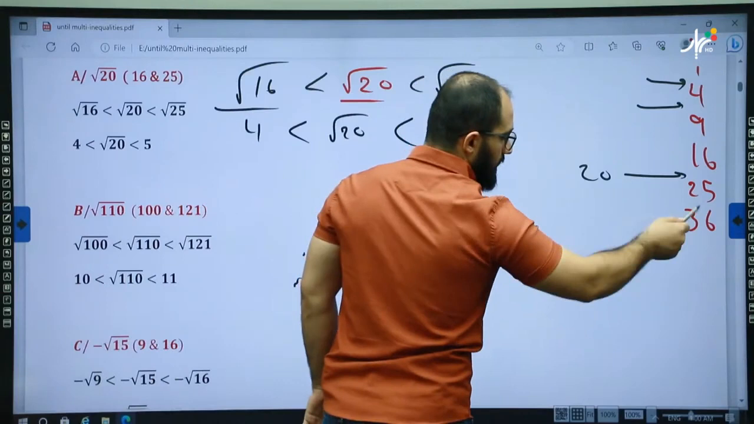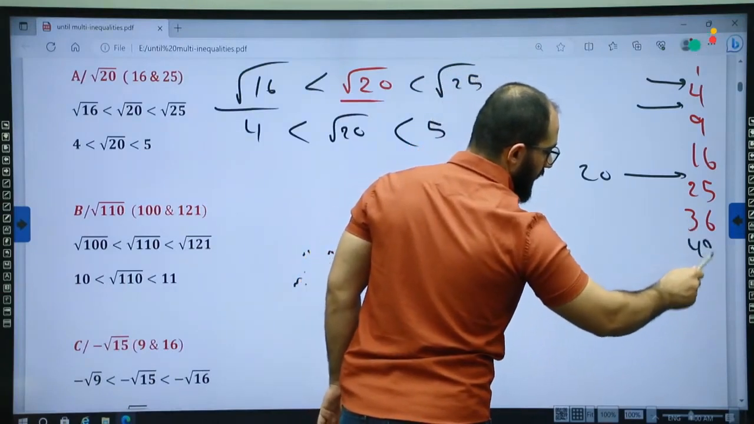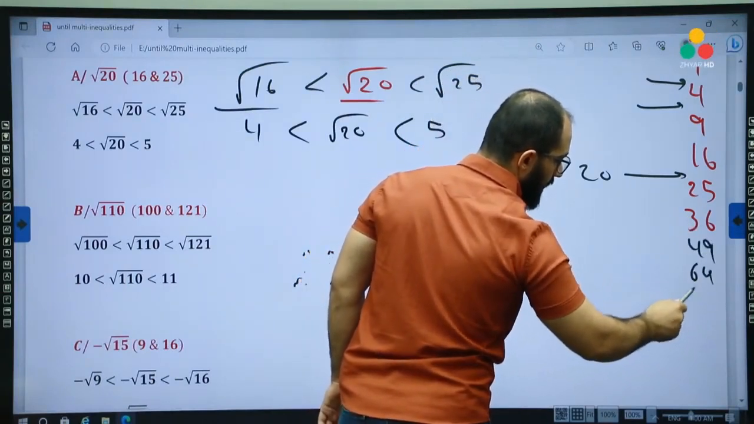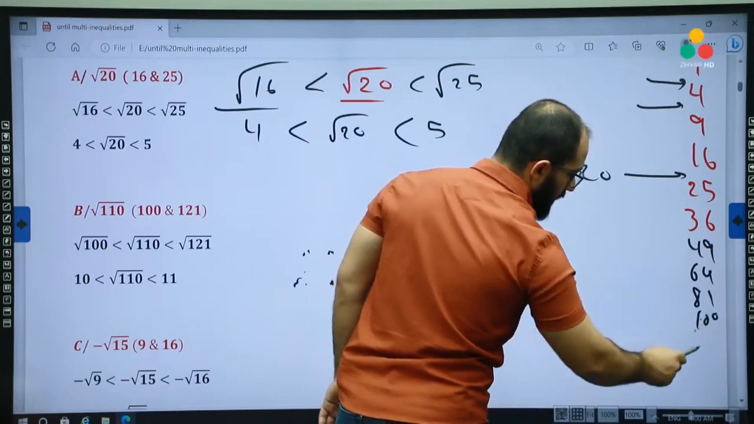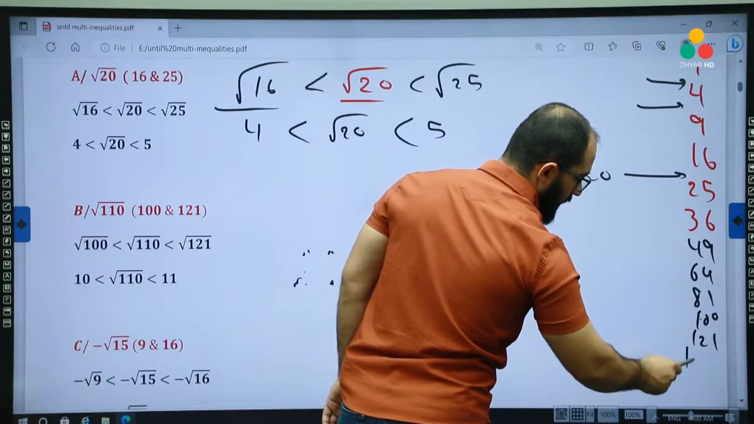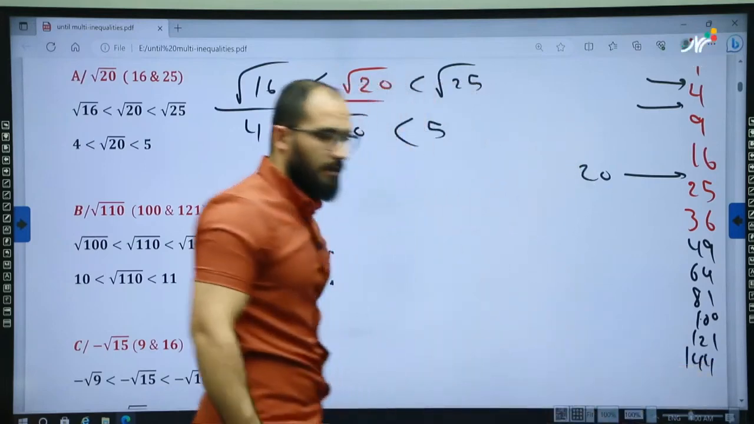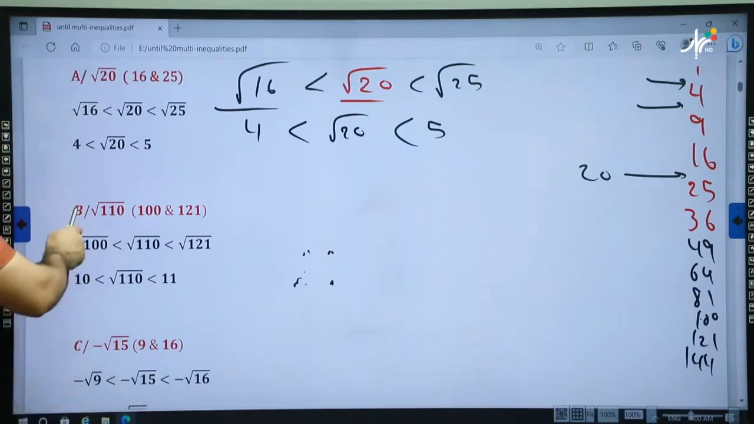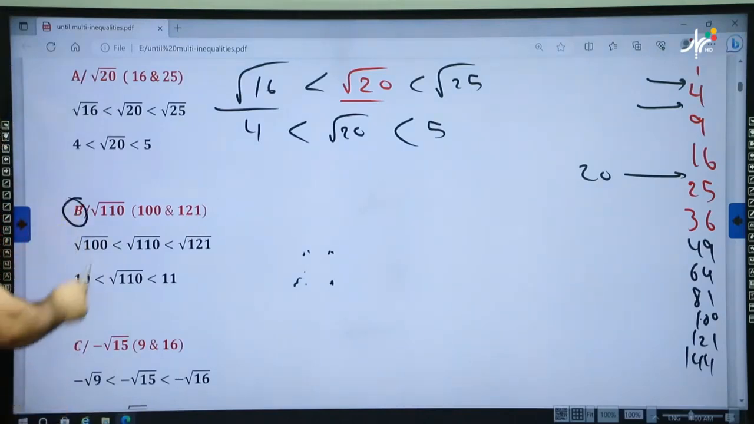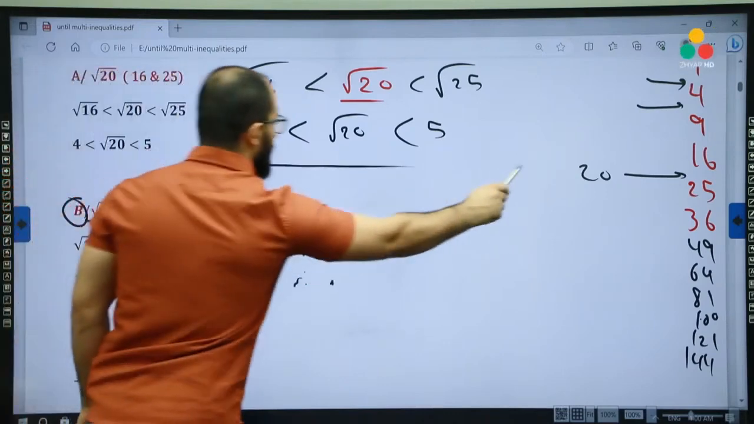Let's complete the list. 36, then we have 49, then 64, 81, 100, 121, 144, 169, 196, 225, and so on. Example B says find the square root of 110. The square root of 110.